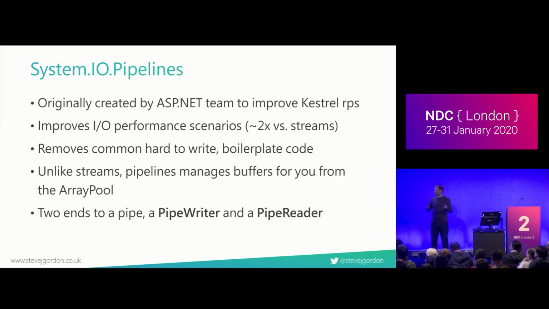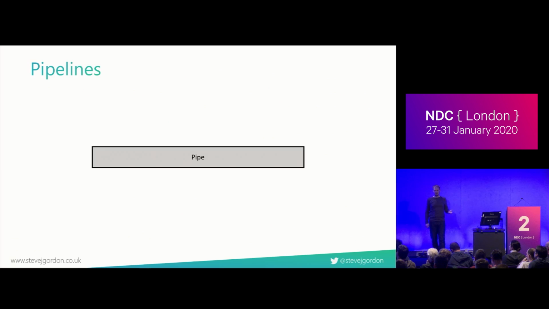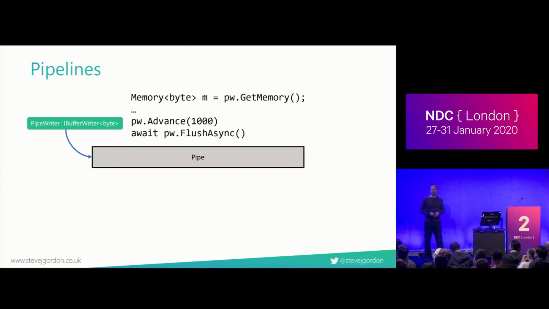Two ends to a pipe. It seems quite logical. We have a writer and a reader. So what does this look like? Well, we have a pipe. So we're first going to start working with the pipe writer. So when we get the pipe writer, what we can do is we can say get memory. This gives us a Memory of T, Memory of byte in this example. Why memory? Well, we're inside an async method typically when we're working with this. We're going to be doing some I/O within the same method, so there's likelihood of async calls in there. So we get a Memory of byte.